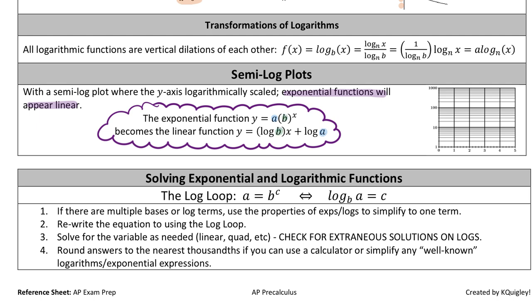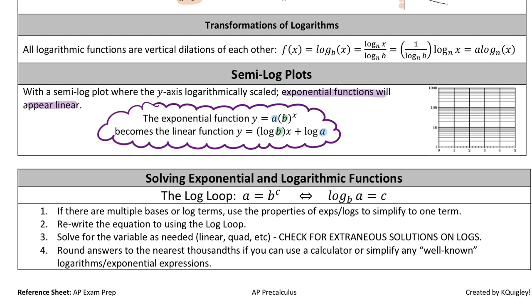Do you see how the a and the b became part of the linear function, but the linear function has logs in it? This is pretty confusing, especially because it reverses the order. So it's log of b times x, that's your slope, plus log of a, that's your initial value. So do we use that formula for logs? If it asks you to linearize, I struggle saying this word, linearize an exponential function on a semi-log plot, yes.